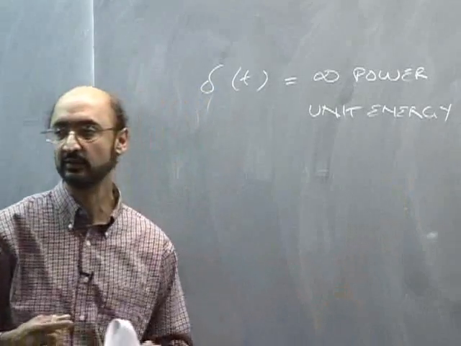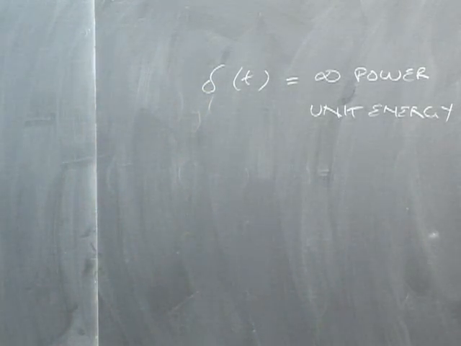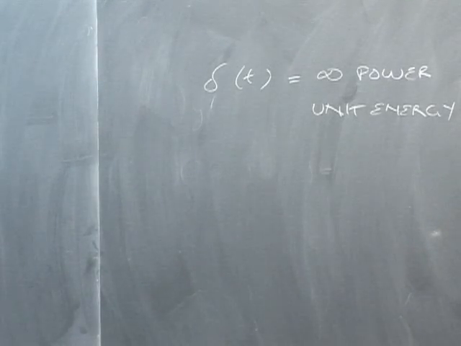Okay, that's the easiest way to think about it. And what I mean by infinite power is that the spike goes up to infinite. That's what we define by power. Okay, that's the meaning of power. What is energy? Energy is area under the curve.